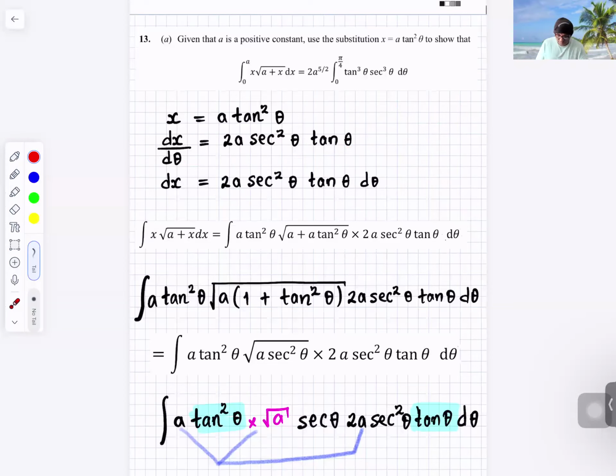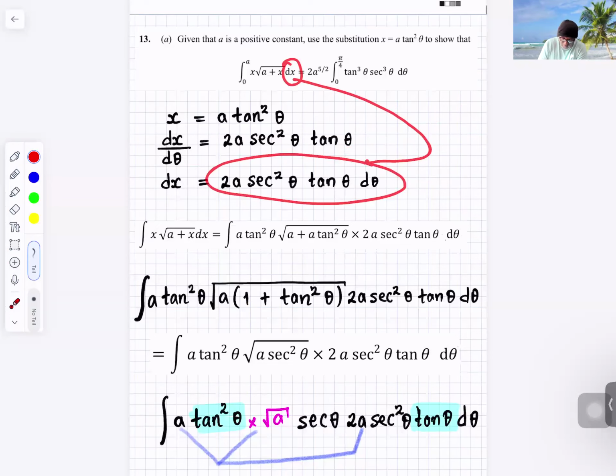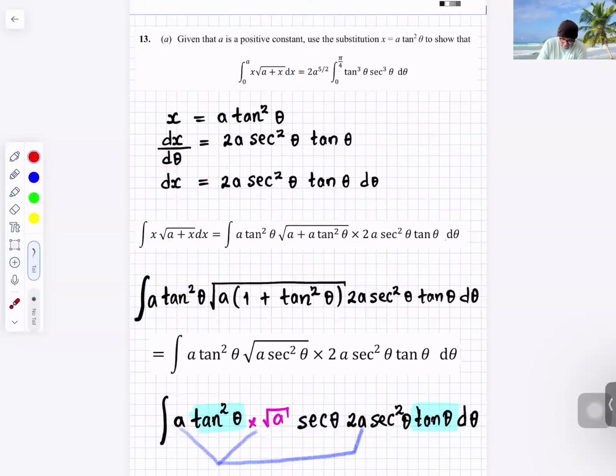Now we want to substitute. So we have to replace the x. You go into that original integral, and you replace dx with 2a sec squared theta tan theta d theta. And then you replace x with a tan squared theta. Watch that red circle. Replace x with a tan squared theta. And this a stays the same. And this x, you replace it with a tan squared theta.